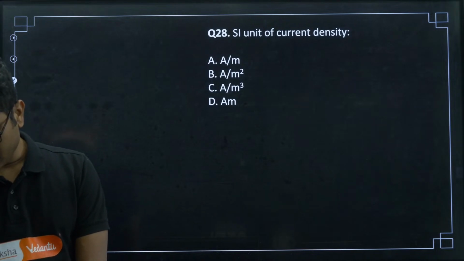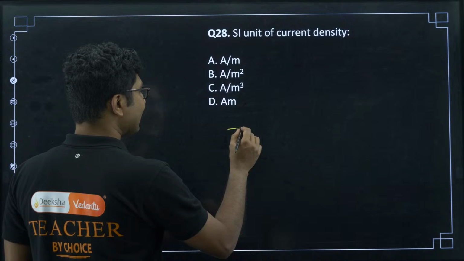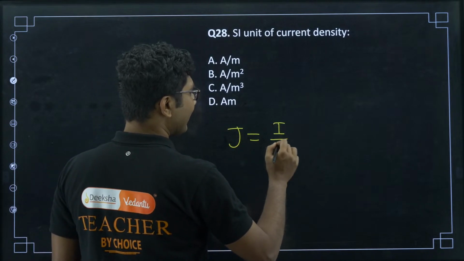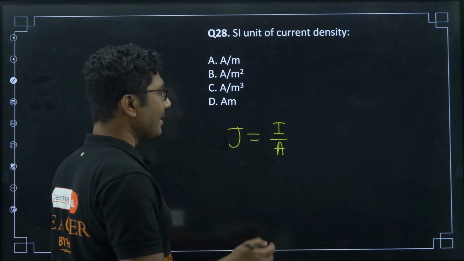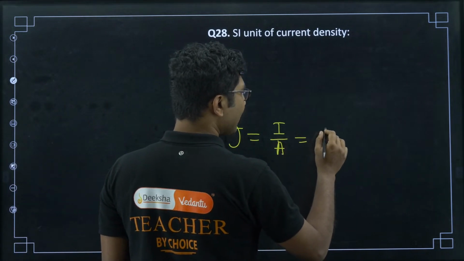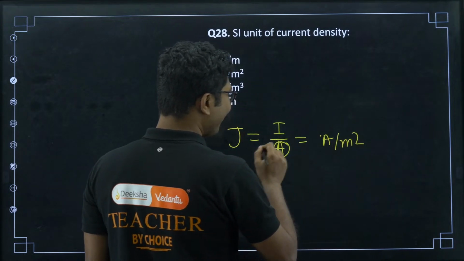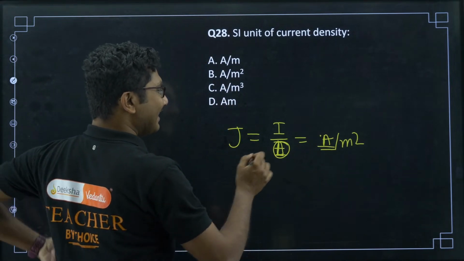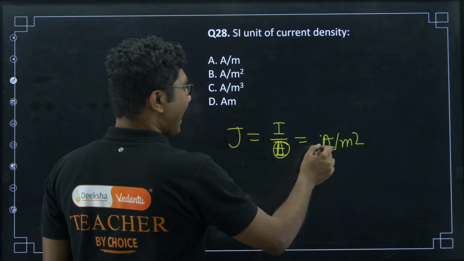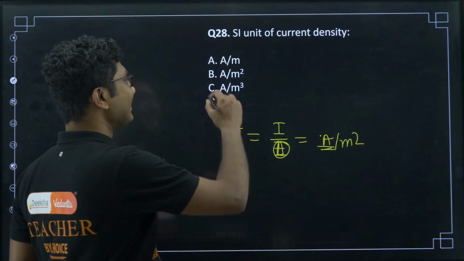28B, Varija, Shokatali, Shagufta, Varija. J equals I by A. Yes, current density is basically current divided by area. So obviously current will be there. Current divided by area, so it will be ampere per meter square. Now unfortunately the symbol for area and the unit for ampere are the same, but here this A is area and here this A is ampere. Okay, so ampere per meter square. So the correct answer is ampere per meter square.